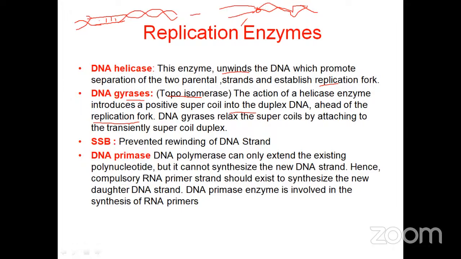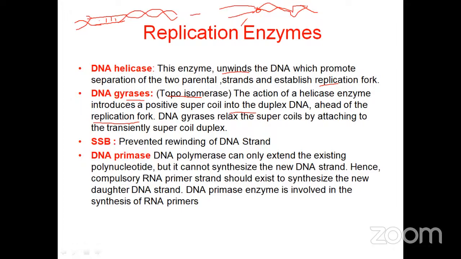This next turn is always supercoiled. Due to the supercoil, it is impossible to remove the coiling, to remove the twisted DNA. To remove the twisted DNA, it should untwist. Before the untwist, with the help of the gyrase enzyme, it is made free. The twisted nature is relaxed with the help of the DNA gyrase enzyme.